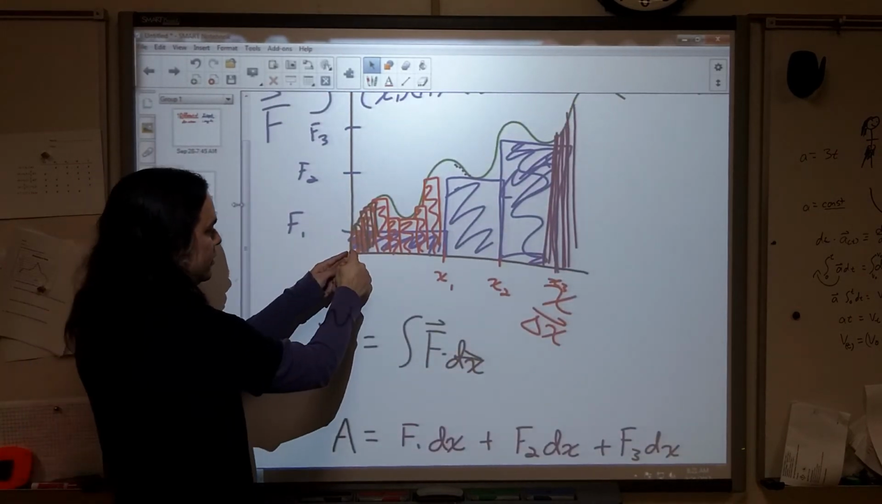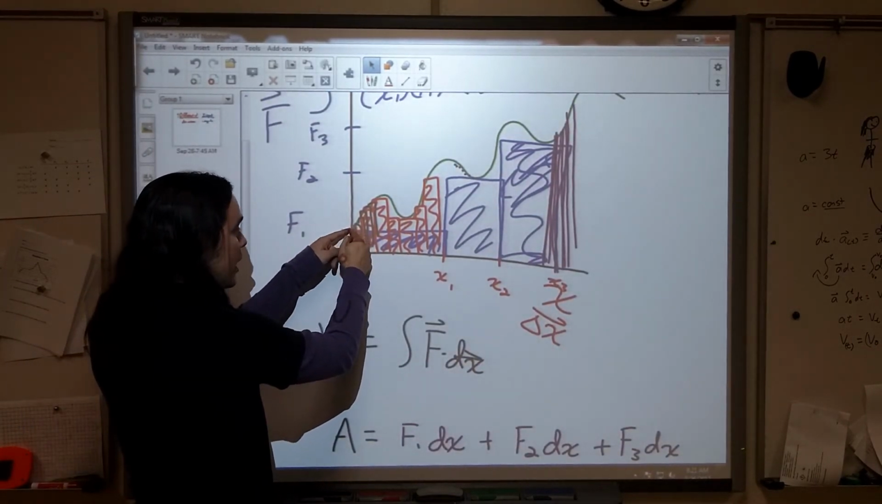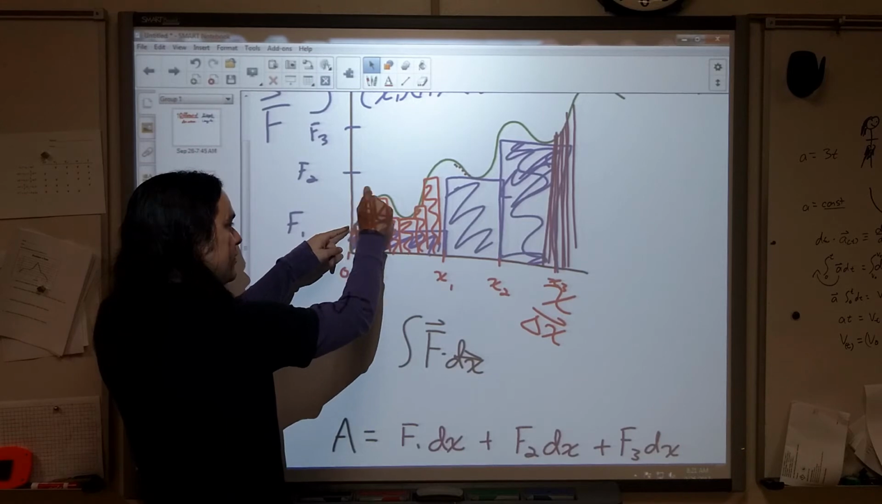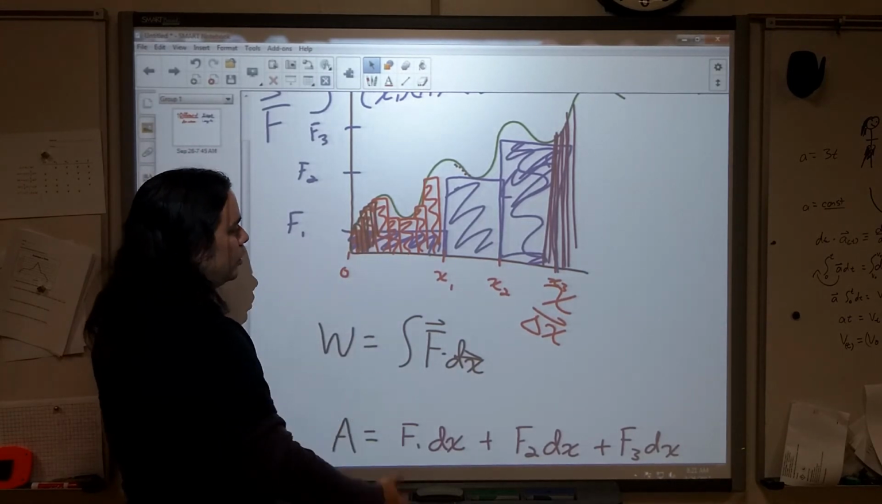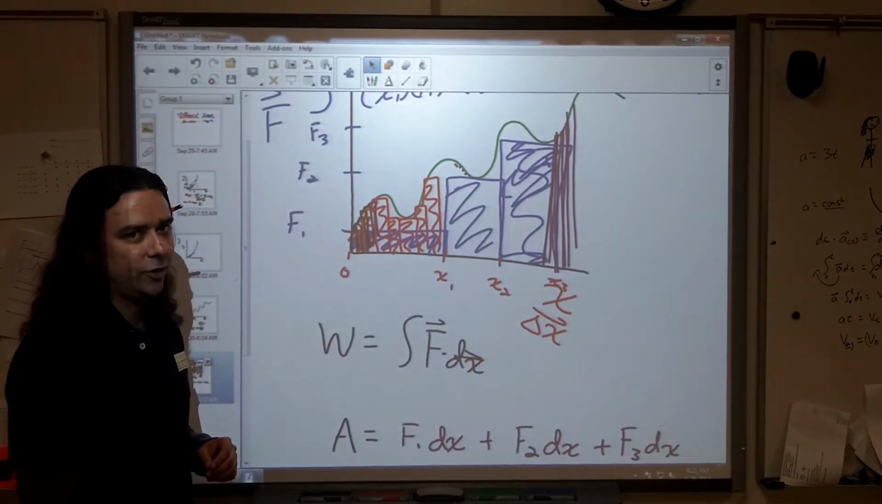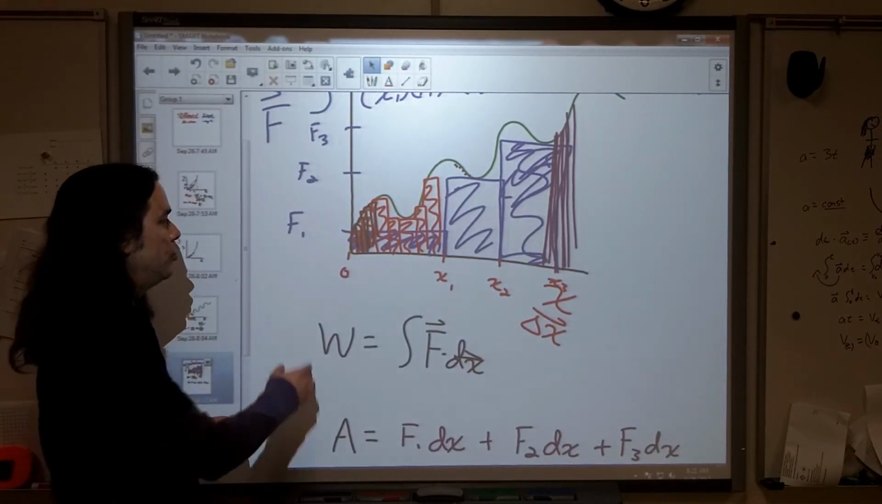What I mean by f1 is the very first one comes up to this height, that's f1. Then I nudge over an infinitely small piece, and then the next one's f2, then f3, then f4, then f5, f6, f7, f8. Now you may be thinking, okay, that sounds great, Sanchez, but now I have an infinite number of lines to add together. That's what an integral is.